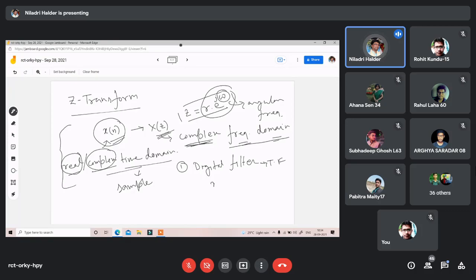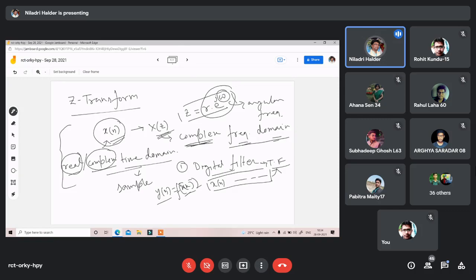If a sequence xn is given with some value or some equation, then from there you need to calculate the transfer function first. That transfer function will help to design the digital filter. You can get that transfer function from the Z transform. Suppose yn equals a function of xn is given. yn is your output, xn is your input.